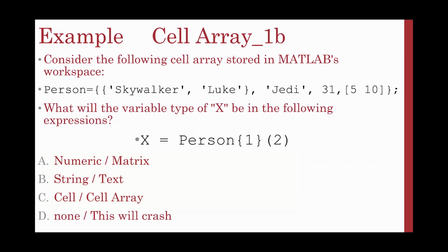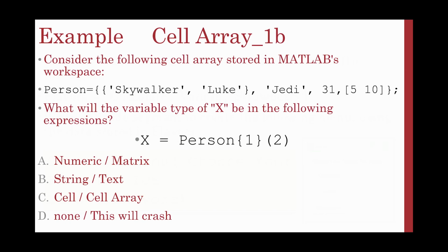We're back to our person being defined as a cell array that contains 4 components that have to deal with Star Wars. So this time we're trying to figure out what's going to be stored in variable x if we type in the command person, curly brackets 1, comma 2. So let's work on this from left to right. First, it's going to extract entry 1 from our cell array, which is the cell array of Skywalker and Luke. And then we put in parentheses 2.